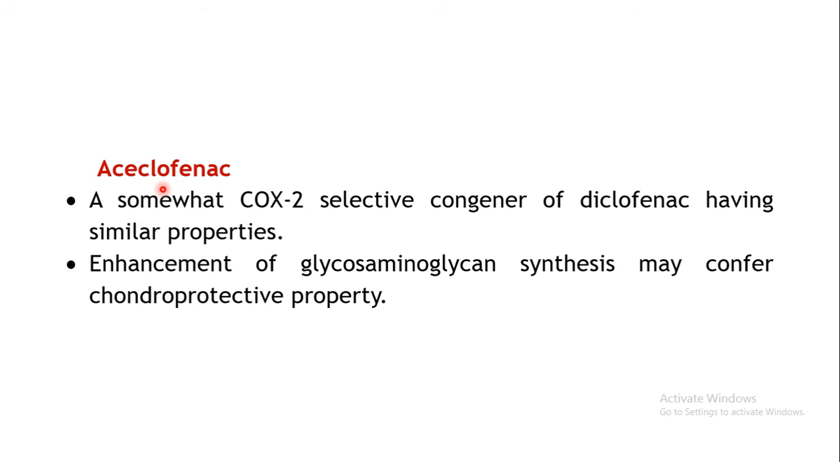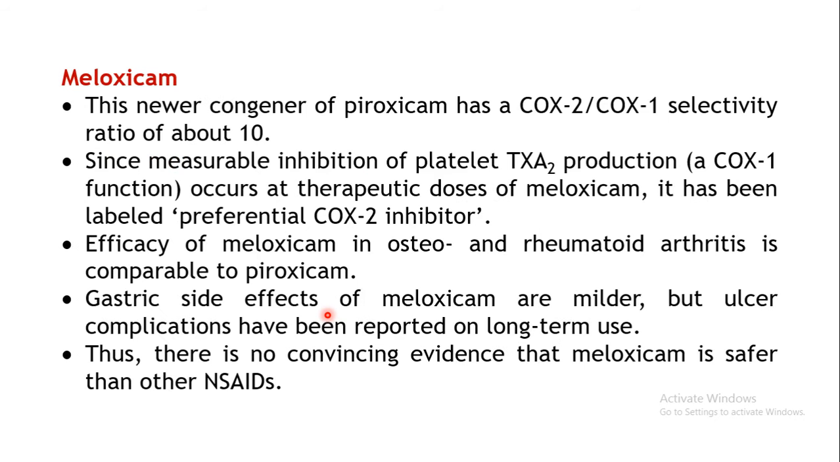Then coming to the next drug, that is aceclofenac. This is again a congener of diclofenac, somewhat selective towards inhibition of COX-2, having similar properties, and in addition to that, it can also enhance glycosaminoglycan synthesis. So because of this, it has a chondroprotective property. So again, in arthropathies, this drug aceclofenac is quite effective.